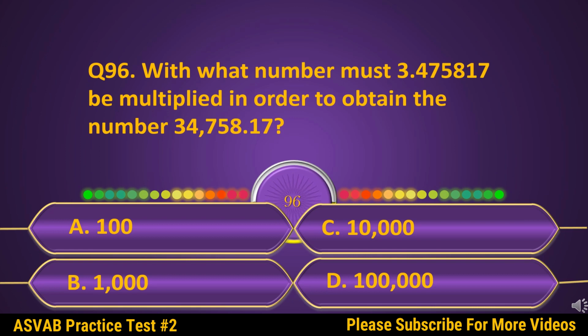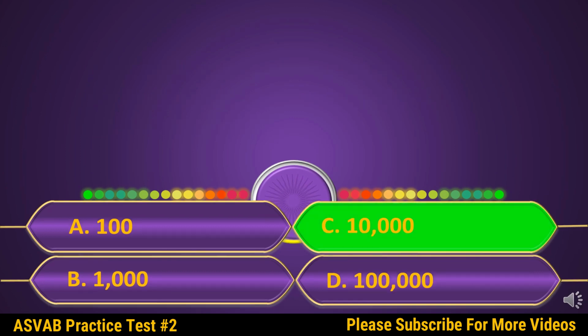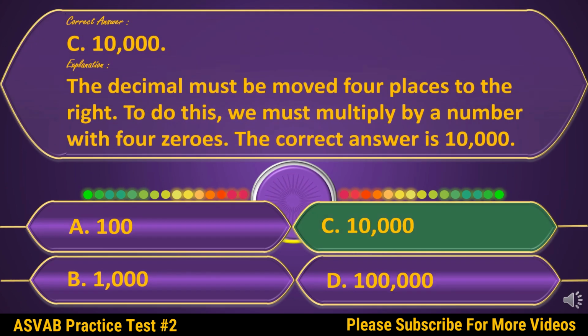Question number 96. With what number must 3.475817 be multiplied in order to obtain the number 34,758.17? And the options are A. 100, B. 1000, C. 10,000, or the option D. 100,000. And the correct answer is option C.